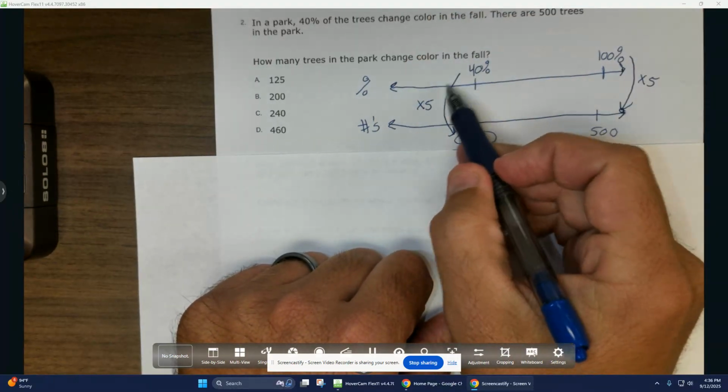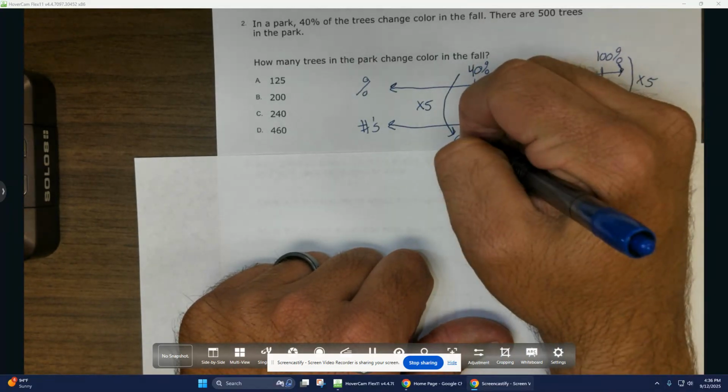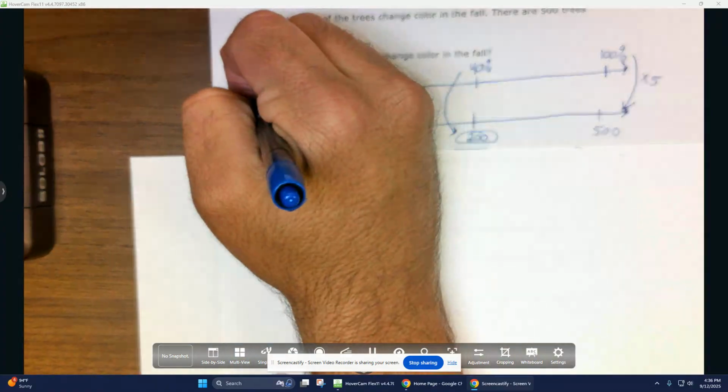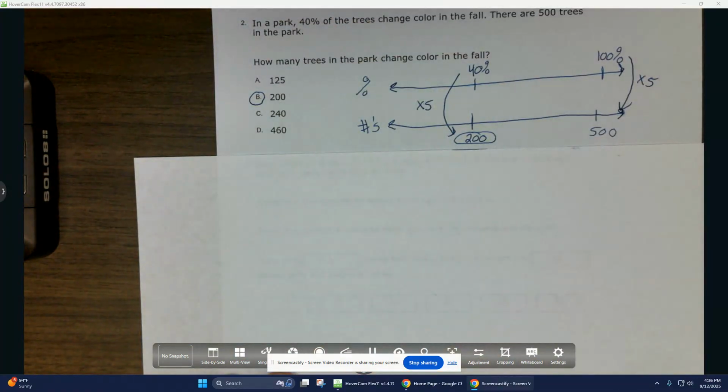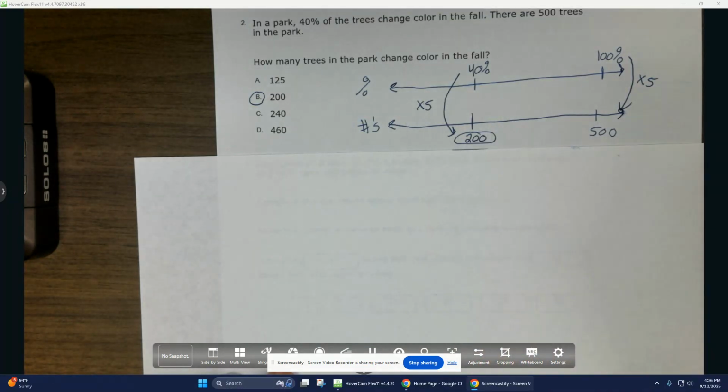What is 40 times 5? Well, 40 times 5 is 200. There is your answer. Guys, look how nice and easy the scale factor is. Woo!